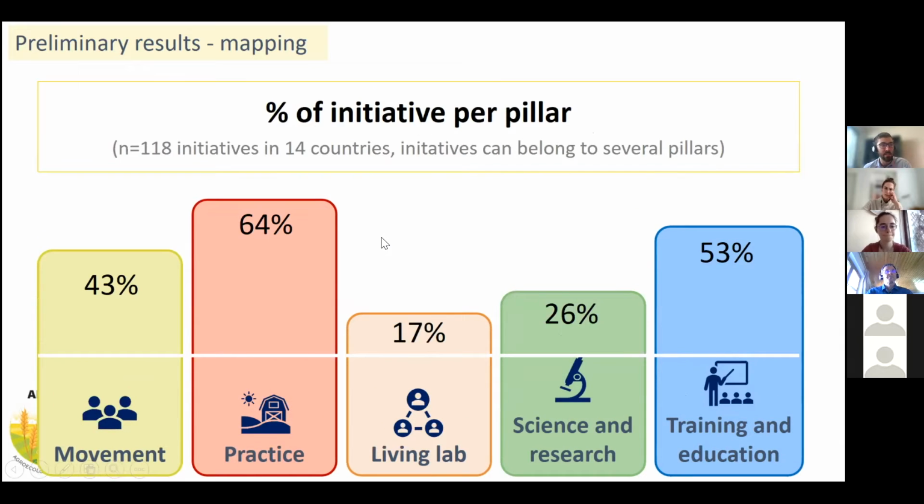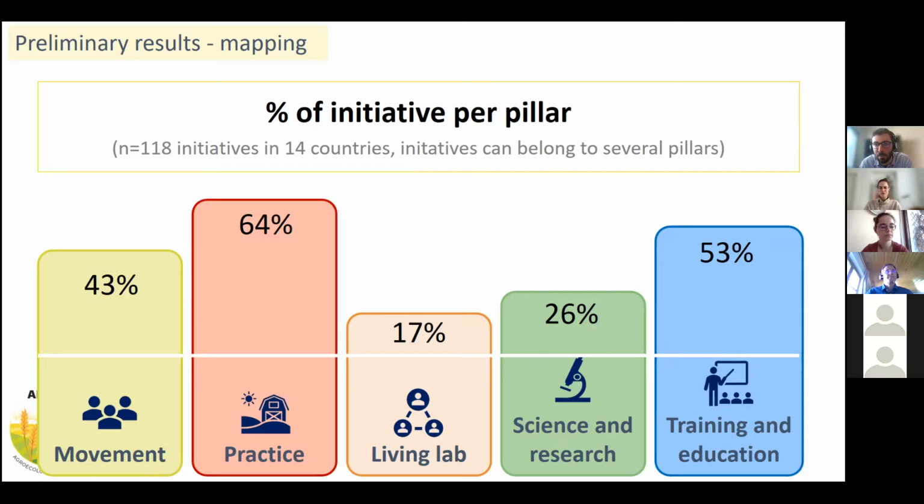And regarding the initiatives, so the type of action, the area of action, sorry, that they have, and the pillar they could be linked with. The main initiatives that we found: 64% of initiatives were linked to the practice pillar, then 53% to the training and education pillar, and then 43% to the movement. So you can see here that these were the 3 main pillars, and then we found fewer initiatives with an area of action linked to the science and research pillar and to the living lab pillar. So we'll come back to that. This was just to provide you an overview of what we do, the main methodological step.